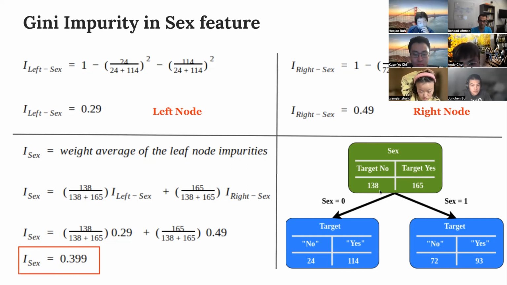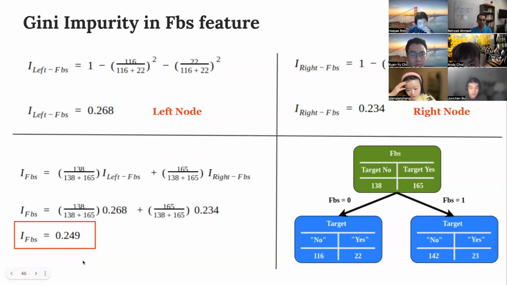You have to go by how many nodes you have times the impurity of the left node, and how many yeses you have times the impurity of the right node. And if you do that, you get 0.399. Okay, pocket that. You have to repeat this if you go by fasting blood sugar.